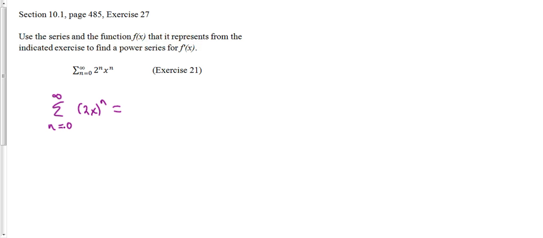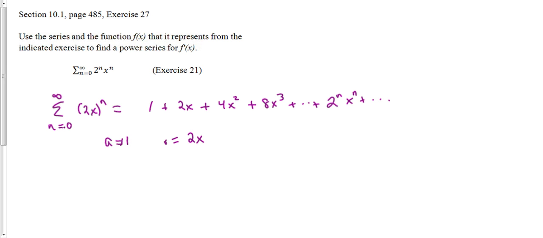And let's just write out a few terms here. The n equals 0 term is going to give us a 1 plus 2x plus 4x squared plus 8x cubed plus dot dot dot plus 2 to the n x to the n plus dot dot dot. All right, now when you look at this, you should really see that this is a geometric series with a equal to 1 and r equal to 2x.